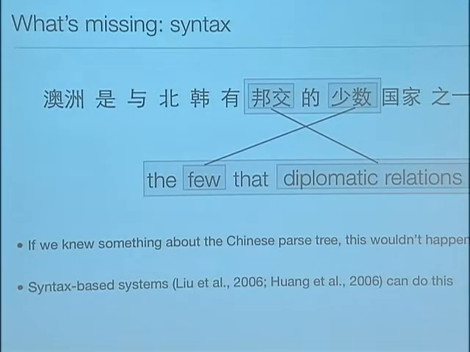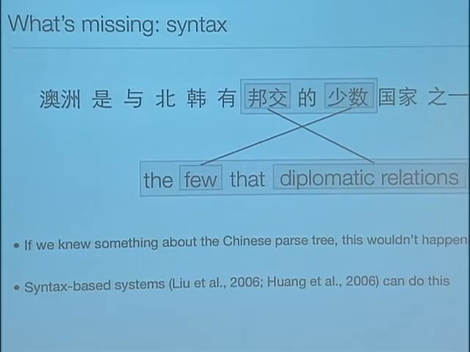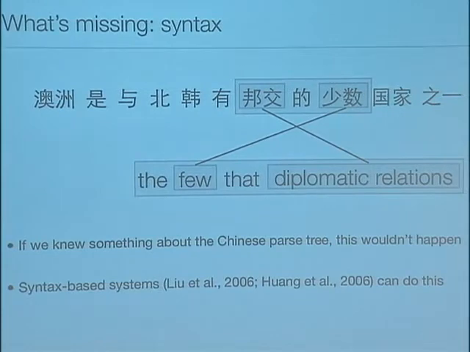Okay, so what's missing? I'm going to focus on two things that are missing. One is, even though it's a hierarchical system, and so you have these rules that look like they're performing reorderings and operations on what seem to be grammatical units, really, there's actually nothing in the system that actually constrains these things to be operating on grammatical units, much less particular kinds of grammatical units.